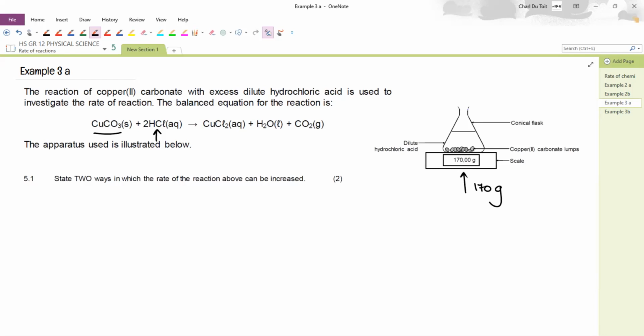State two ways in which the rate of the reaction above can be increased. Okay, you know that. We can increase the temperature of the solution. We can grind the copper carbonate pellets to a fine powder. And what else? We can increase the concentration of the acid. Those are three things we can do. Good.